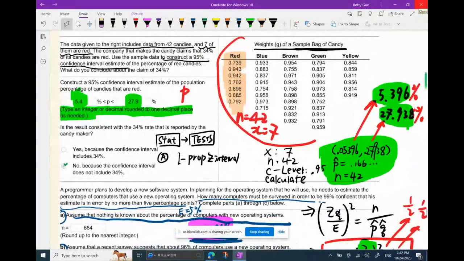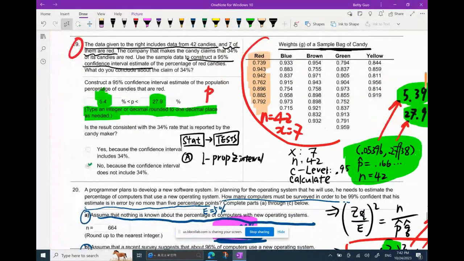How do we interpret the result? Is the result consistent with the 34% rate that is reported by the candy maker? They claim 34% red candy. The red candy must be very special. 34%, but turns out... Okay, look at the interval here. Does the interval include 34%?